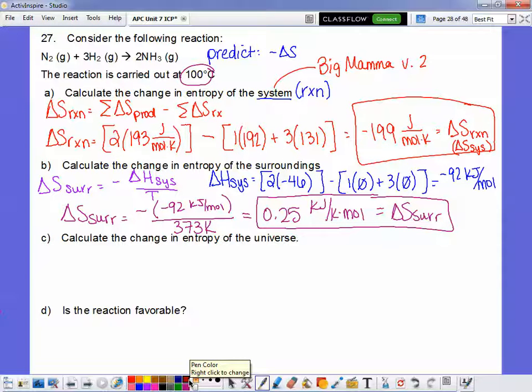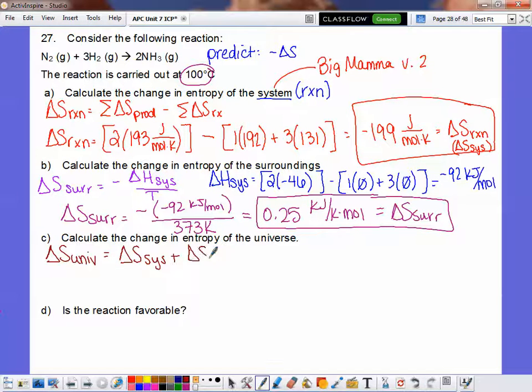Oh, and I meant to say this before. In A, our calculated delta S of the system matched our prediction. It was negative like we had anticipated. And then for C, we're going to calculate the change in entropy of the universe. Delta S of the universe equals delta S of the system plus delta S of the surroundings. One of the laws of thermodynamics is the entropy of the universe is always increasing. So we should have a positive value here. Hopefully we do.